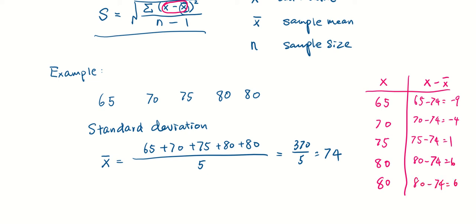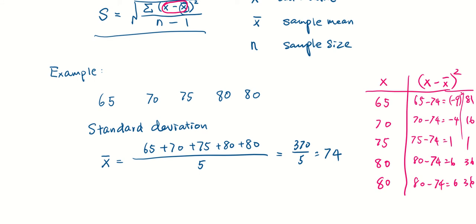Then you have to square it. So here I will change it to squared. Overall, what is the value? 81, that's negative 9 squared. Negative 4 squared, 16. And 1 squared, 1. 6 squared, 36. And 6 squared, 36.